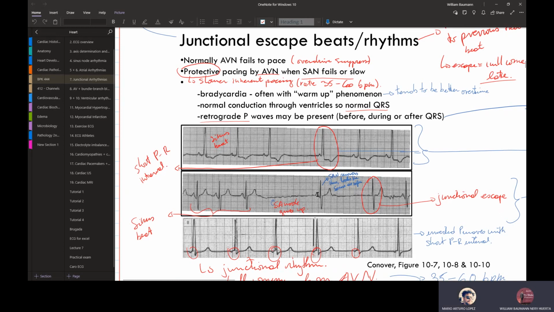The AV node detects it. In this case, the SA node did recover, because we have the same morphology of the P wave. But then again, it forgot. Look, it forgot to pace again. And now in this case, we see a junctional escape. How do we know that? The P wave is different. In this case, actually, we don't really see the P wave. It may be inside the QRS.